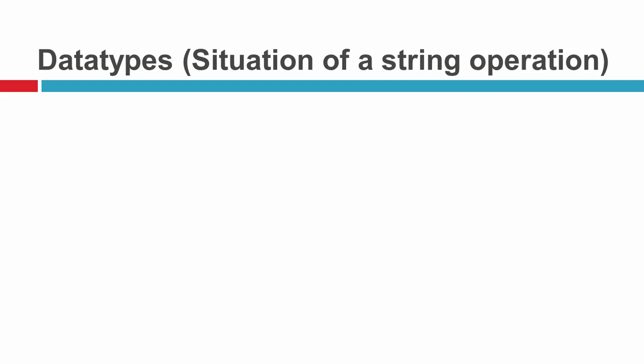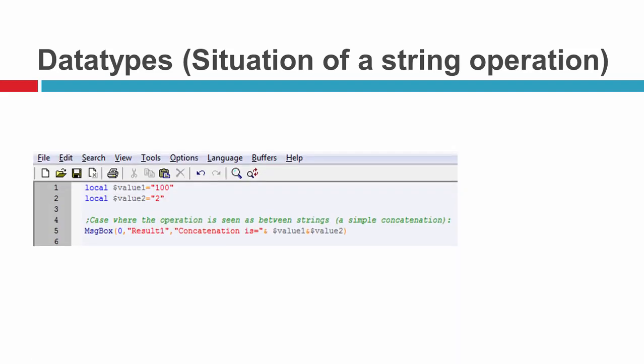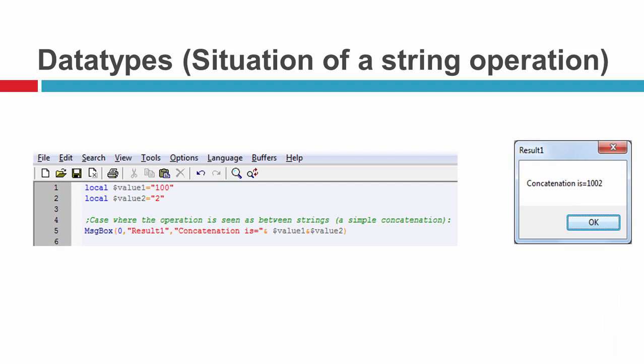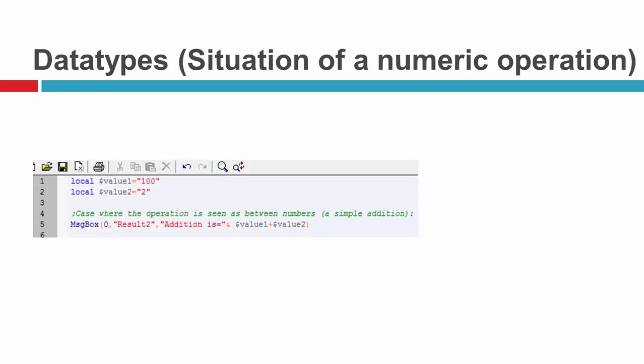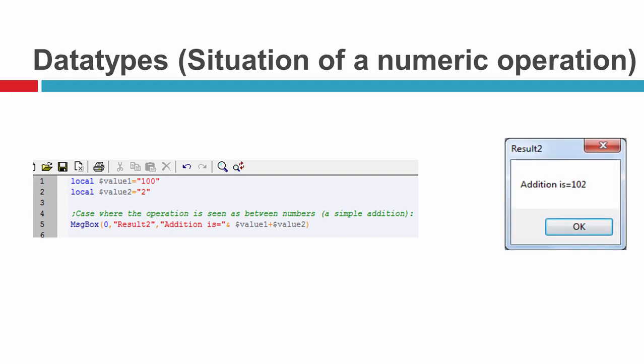For example, in the situation of a string operation, if we have two values considered as strings because the operation here is concatenation, the result will be a concatenation of the two strings that we have as inputs. In a situation of numeric operation, the two strings will be considered as numeric values, and we can then apply an addition so we can have the sum of the two values.